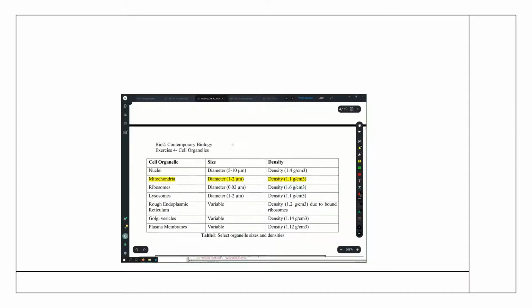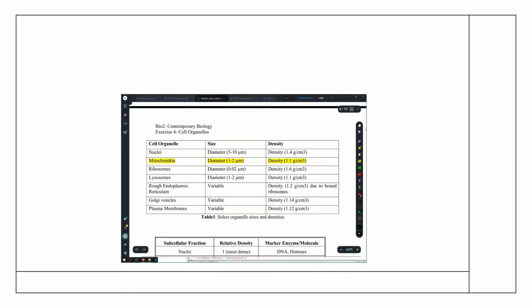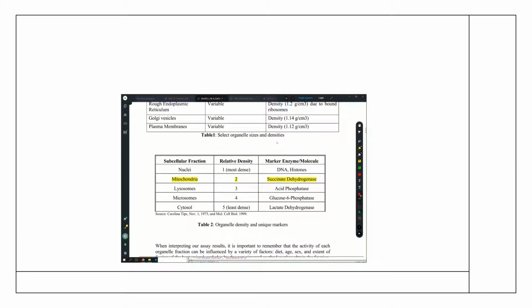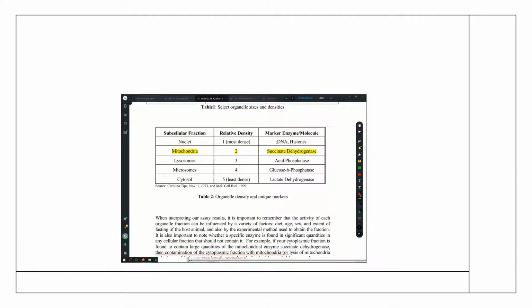Okay, so here's a table for cell organelles, their size, and their density. I highlighted the mitochondria. The size is about 1 to 2 microns, and the density is 1.1 grams per centimeter cubed. Over here we have another table of organelle density and unique markers. For the mitochondria, succinate dehydrogenase is the marker.